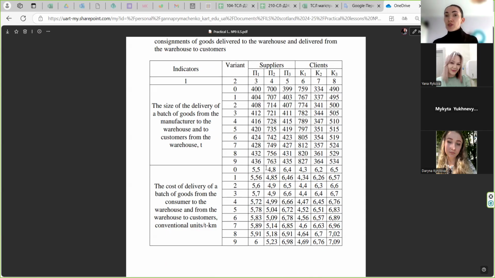And now we need to find also three parameters, but for our supplier number 3. We need to find parameter T, tariff. It is the cost, the last line. For example, for zero variant, it is 6.4, in conventional units for tonne kilometers. For first variant, it is 6.46. And other for other variants, please find for you.